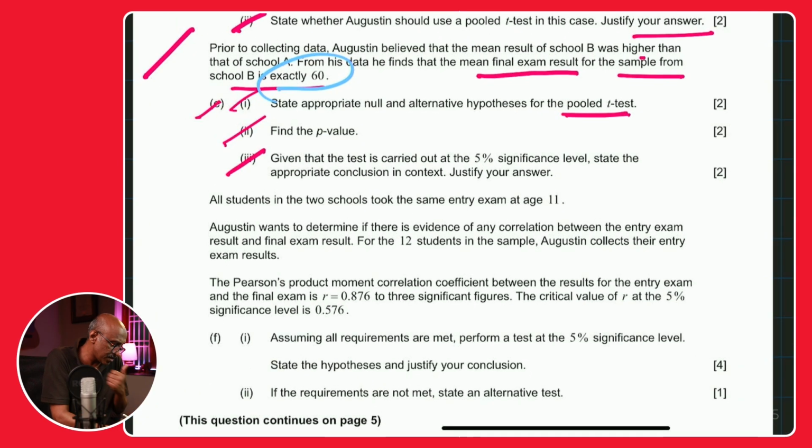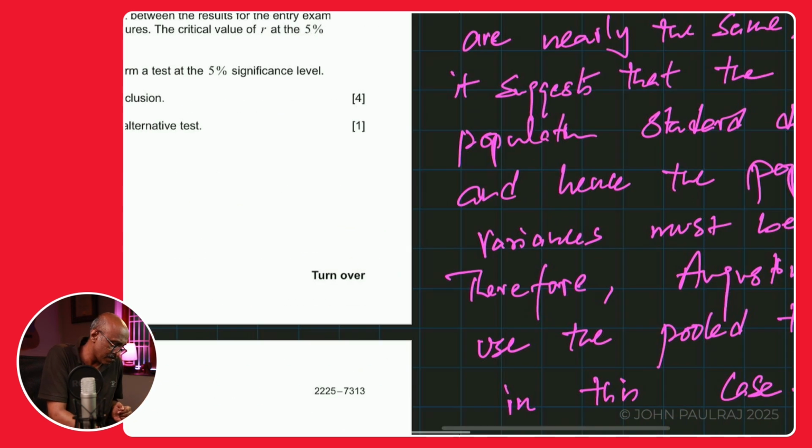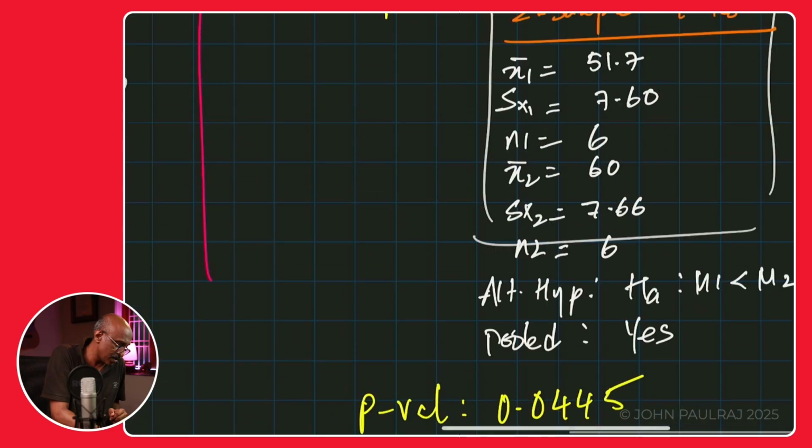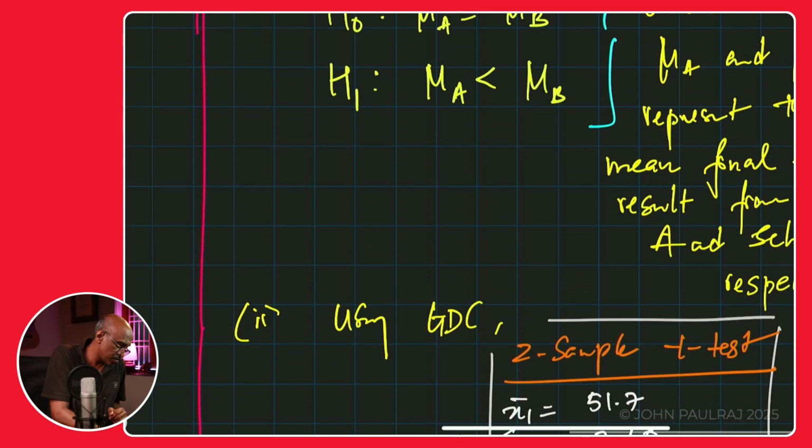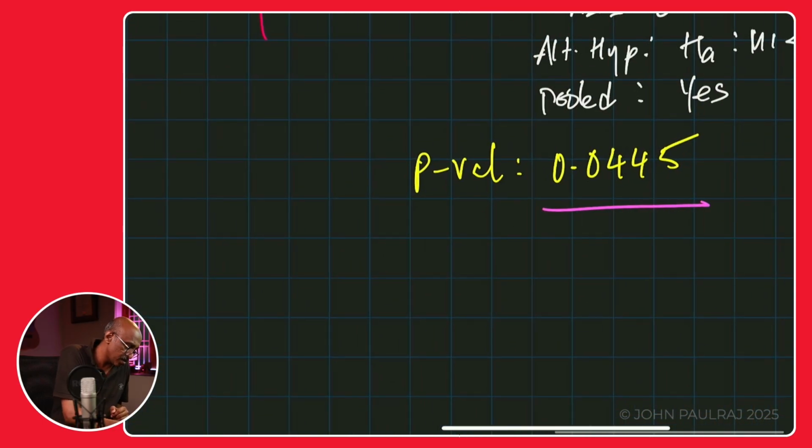And then the third part says, given that the test is carried out at 5% significance level, state the appropriate conclusion in context. In context means not just saying that we are going to reject or not reject, but in the context of the question, using the vocabulary of what's going on, what's the study, all that kind of stuff. That is what's meant by in the context, okay? So at 5% significance level, what do we have? It is less than, right? Yeah. So this is part 3. I'm just going to write it under that.